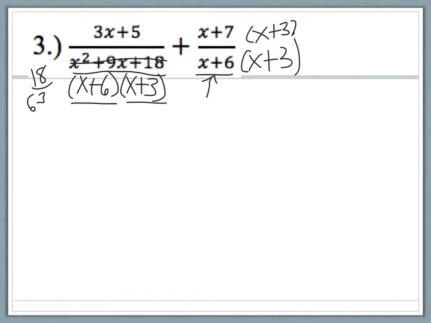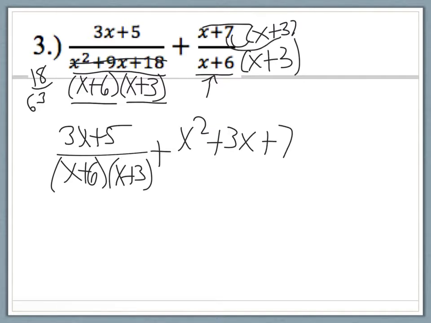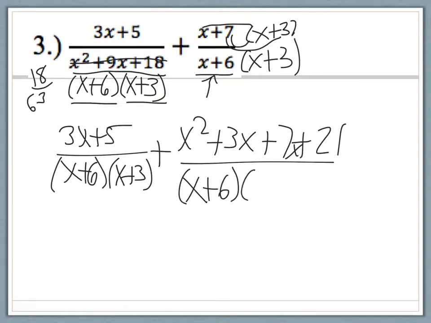Now, the left side doesn't need anything, so we're just going to rewrite what we have. We have 3x plus 5 over x plus 6, x plus 3, and we're just going to keep it like that. And then plus, now we get to multiply this out. So x times x is x squared. x times 3 is 3x. Then I have plus 7x, then plus 21. So we distribute it out, and it's still just over x plus 6, x plus 3.